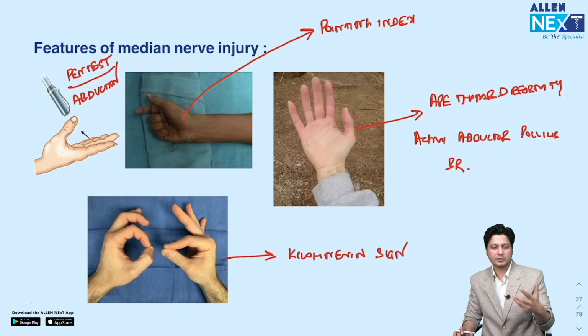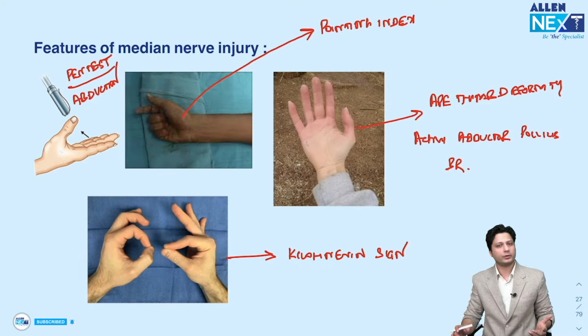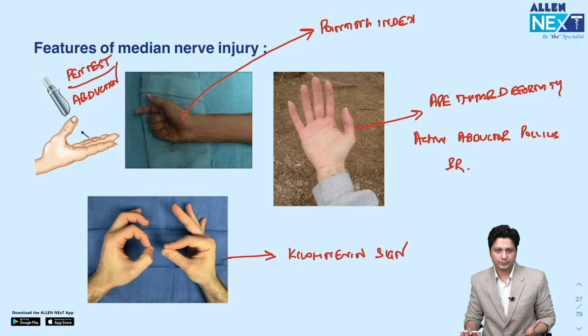So they used to ask these questions also. They will just give you a clinical picture. They might ask about the name of the muscle. They might ask about the test in particular. So that is Kilo-Nevin sign. You already know what the Kilo-Nevin sign is.